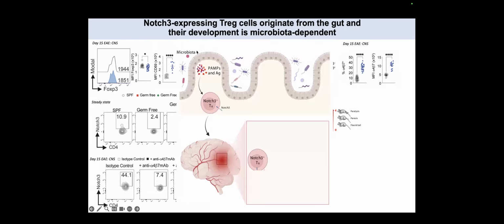To conclude on this part, what we have shown is that the microbiota, through a TLR-dependent mechanism, will induce Notch3 in the CNS, in the gut. This Notch3 positive Treg will migrate to the CNS through an integrin-dependent mechanism. The next part of this work was to understand what those cells will do in the CNS during EAE.